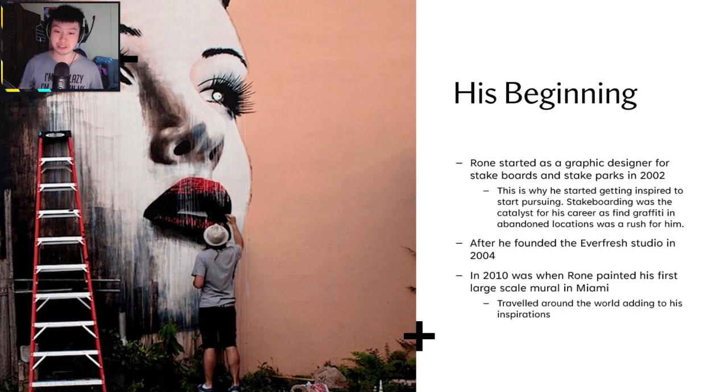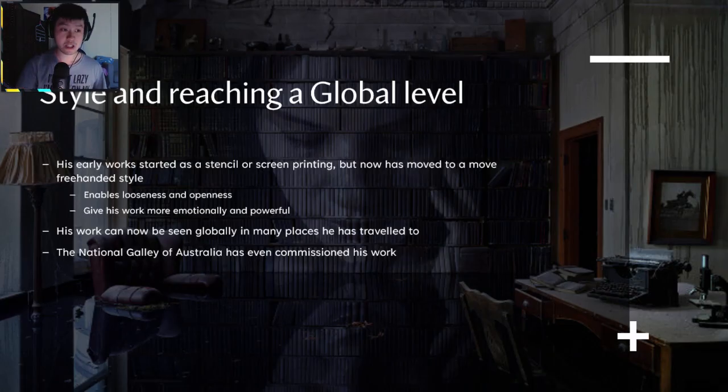Two years after that, he founded the Everfresh Studio in 2004. This is because a lot of inner city setups were shut down, so he founded a group that helped a lot of local street artists. And in 2010, this was when Roan painted his first large-scale mural in Miami. This is what you can see on the left side. Around this time, he was traveling the world, adding to his inspirations for his murals and developing his own technique.